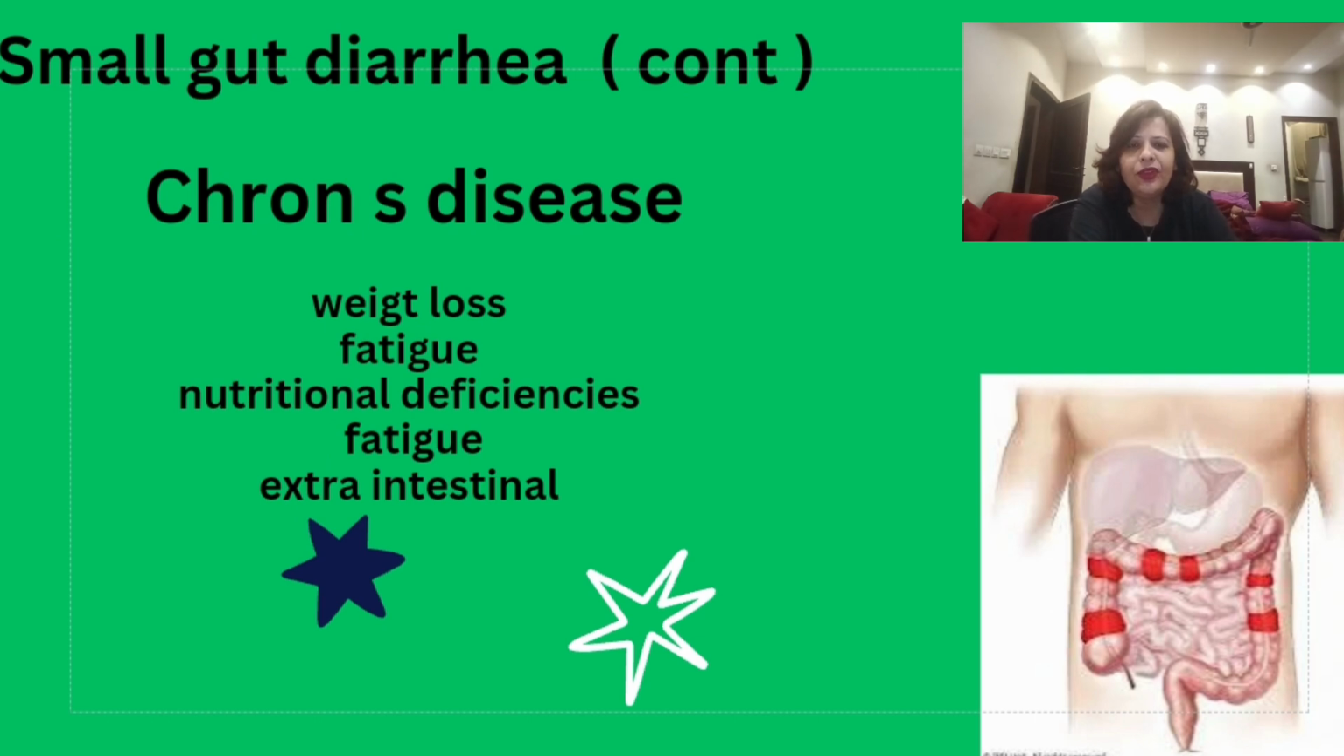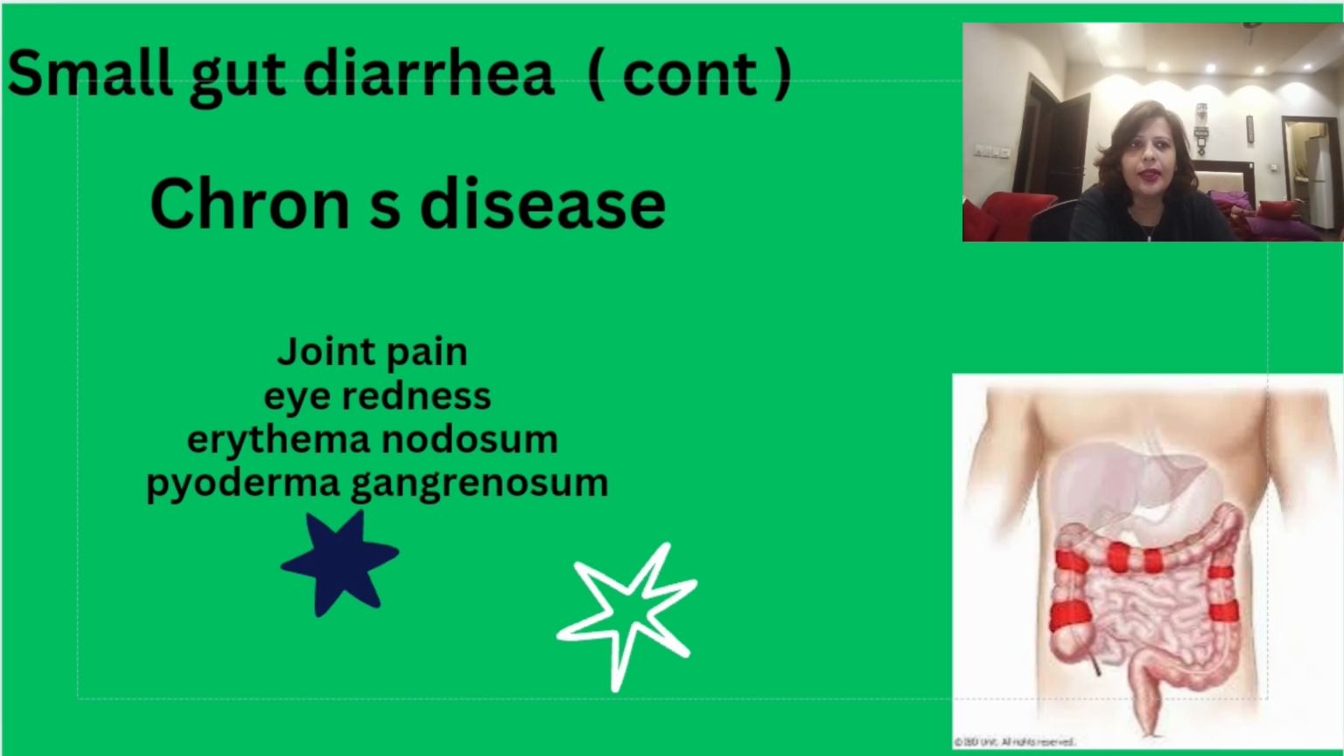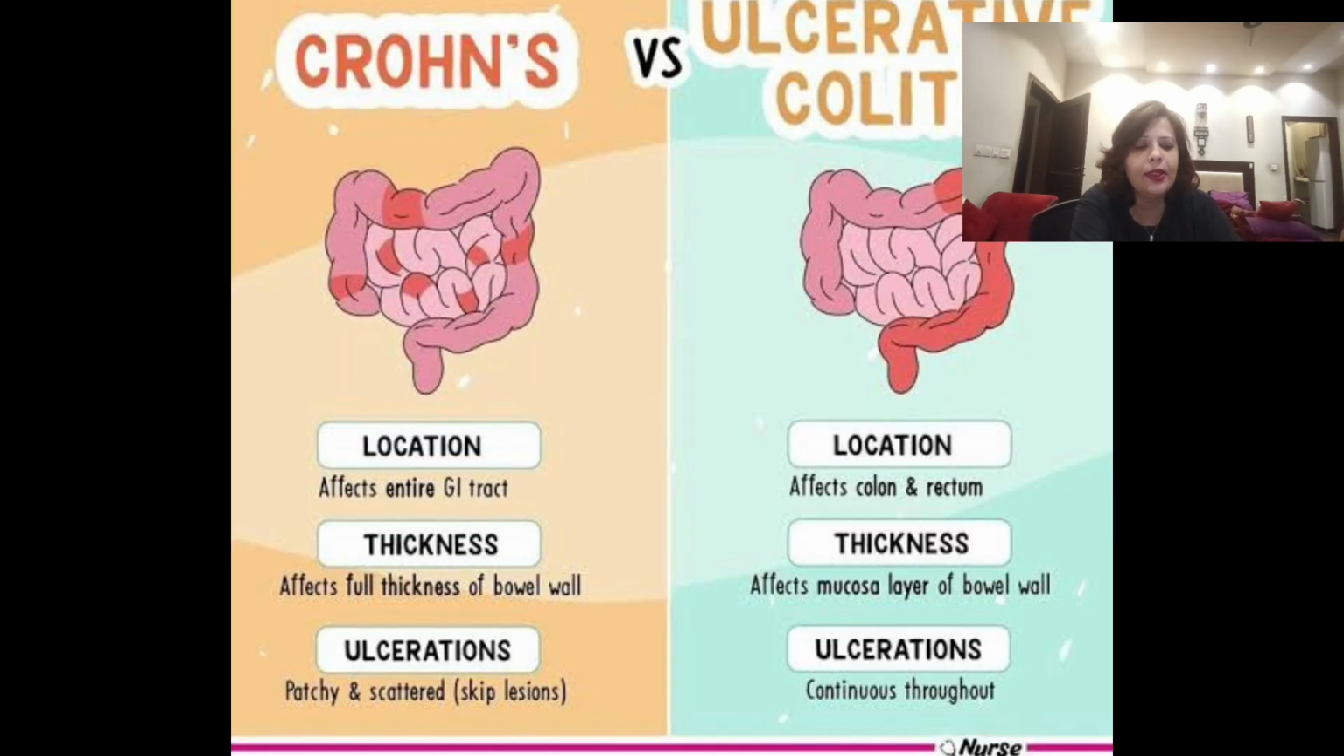And along with this, the patient can have anorexia, weight loss, and he can present with nutritional deficiencies like bone pains, and a patient can also have fatigue and joint pain. Then he can present with eye redness and certain types of ulcers. They can also be present on the lower limb of the body, which is called pyoderma gangrenosum. And these ulcers are quite typical of inflammatory bowel disease.